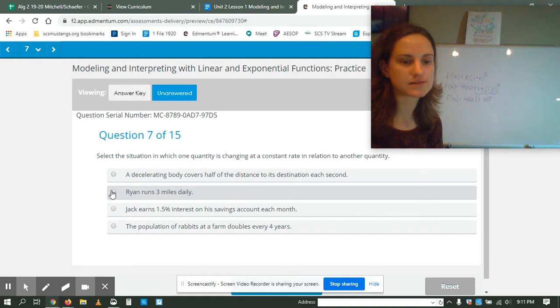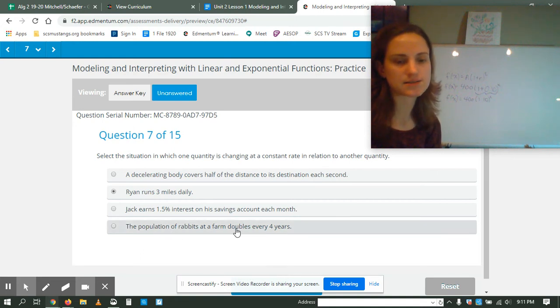Ryan runs 3 miles a day. Doesn't matter what day, it's going to be 3. There's that 1.5% that would be exponential. And then population of rabbits doubles. There's another one of those keywords that tells us we're looking at an exponential change. So we're looking at the one situation with a constant rate, which would be Ryan runs 3 miles daily.